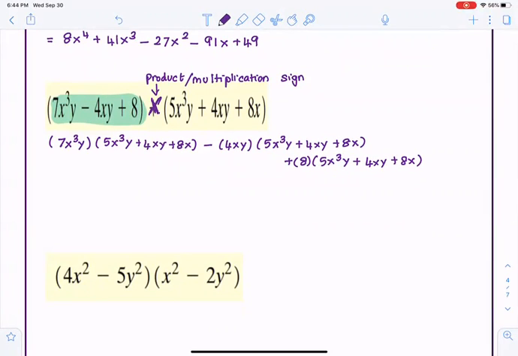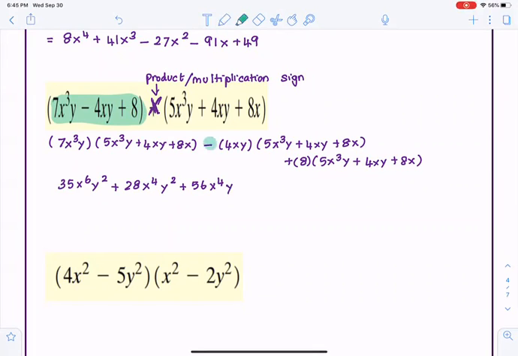So when we distribute the first term 7x cubed y inside the trinomial, we would get 35x raised 6, y times y is y squared. 7 times 4 is 28, x cubed times x is x raised 4, y times y is y squared. 7 times 8 is 56, x times x cubed is x raised 4. There isn't a y that's common between both terms, so we simply have y.